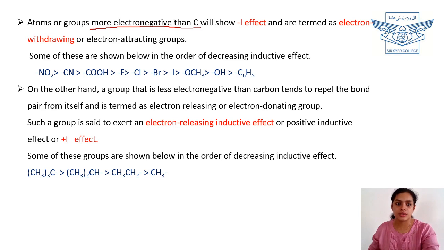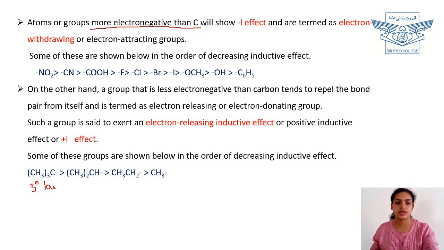And just the opposite of that, some groups tend to give away their electrons to the others. Instead of pulling, they will be releasing electrons towards the other bonds. Such groups are said to have a plus I effect, that is, the electron releasing inductive effect. Normally alkyl groups do this. Alkyl groups have a plus I effect, and in the order, the group with the maximum plus I effect is tertiary butyl.